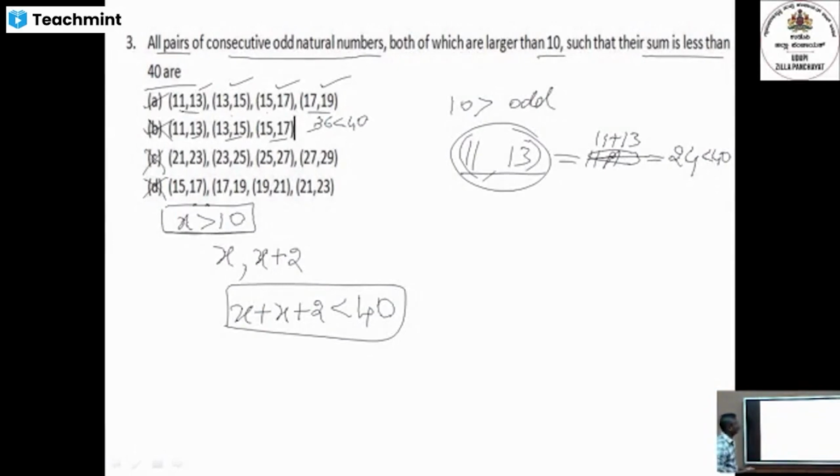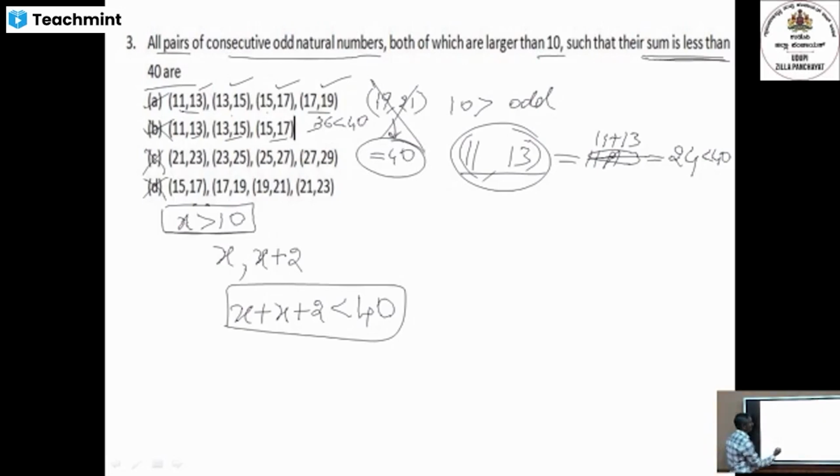So what will be the answer? Option A. If you go further, the next pair is 19 and 21, and when you add it, it comes to 40. But the sum must be less than 40, and here the sum equals 40. Therefore, 19 and 21 is not a possibility. So option A is the correct one.